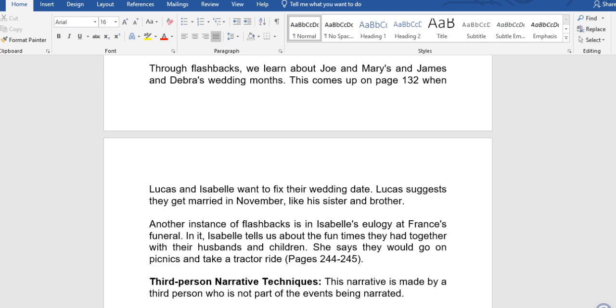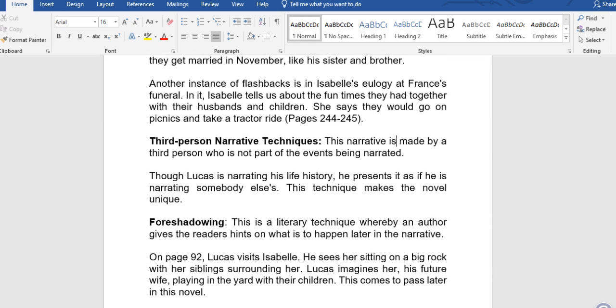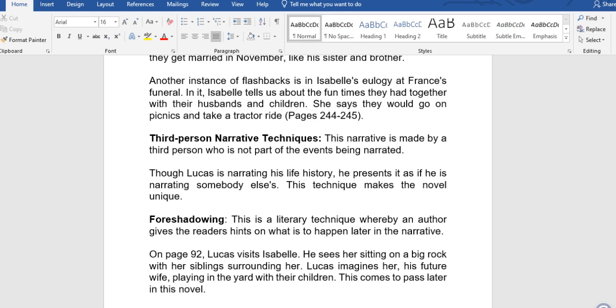Through flashbacks, we learn about Joe and Mary's and James and Deborah's wedding month. This comes up on page 132 when Lucas and Isabel want to fix their wedding date. Lucas suggests they get married in November, like his sister and brother. Another instance of flashbacks is in Isabel's eulogy at Frank's funeral. In it, Isabel tells us about the fun times they had together with their husbands and children. She says they would go on picnics and take a tractor ride. This is on pages 244 to 245.